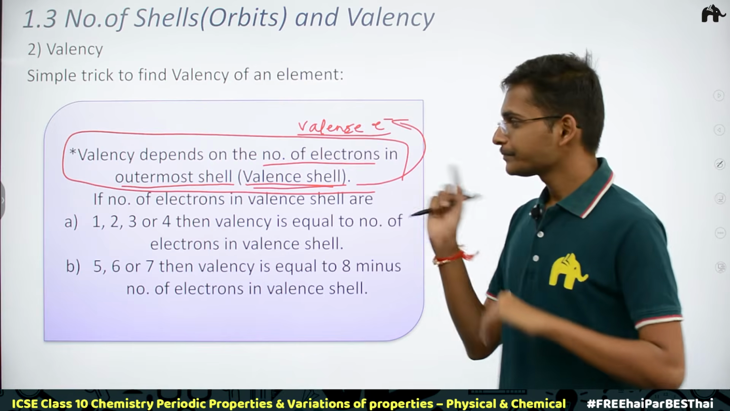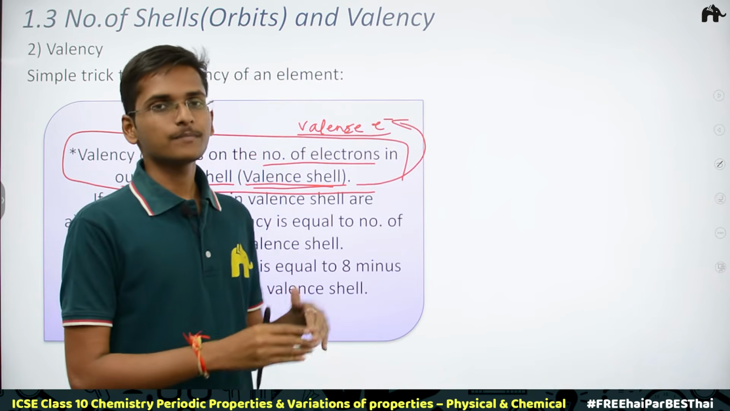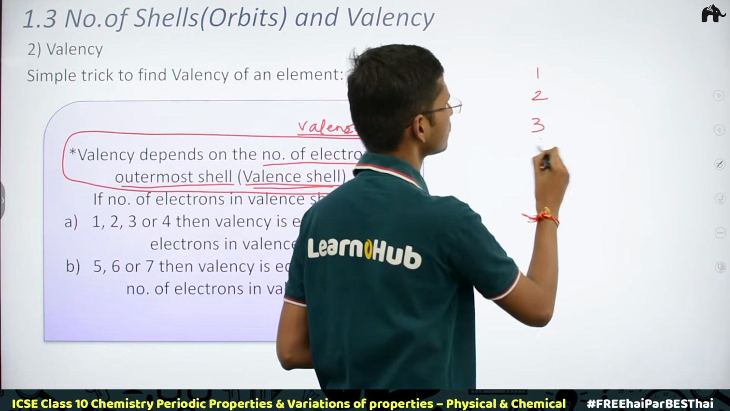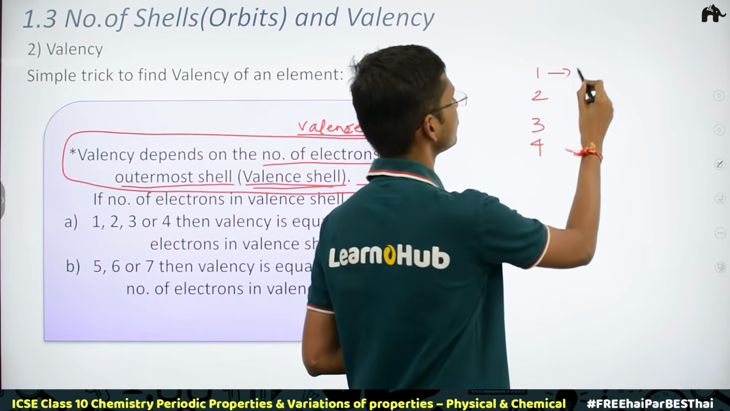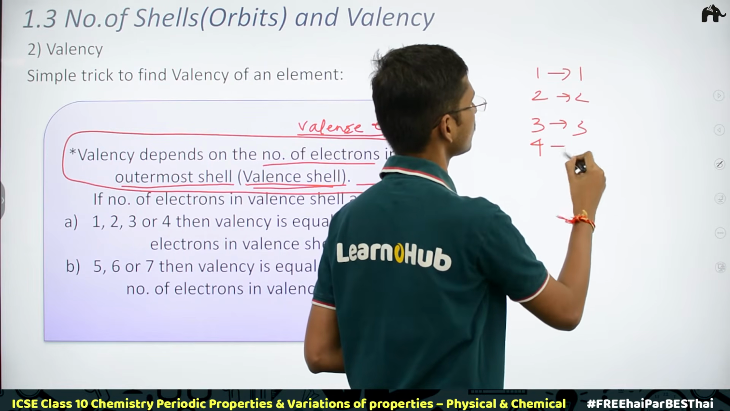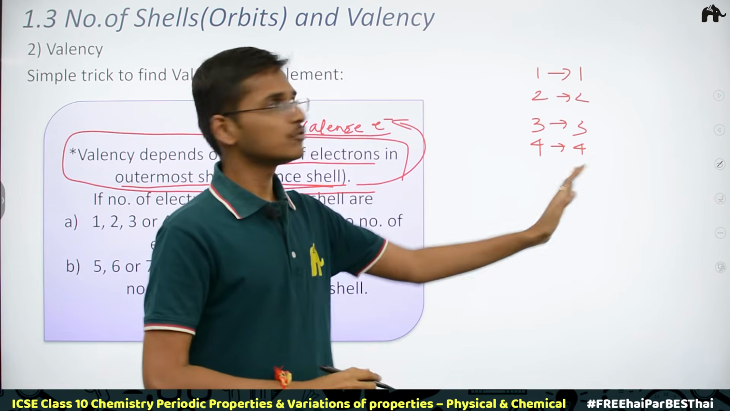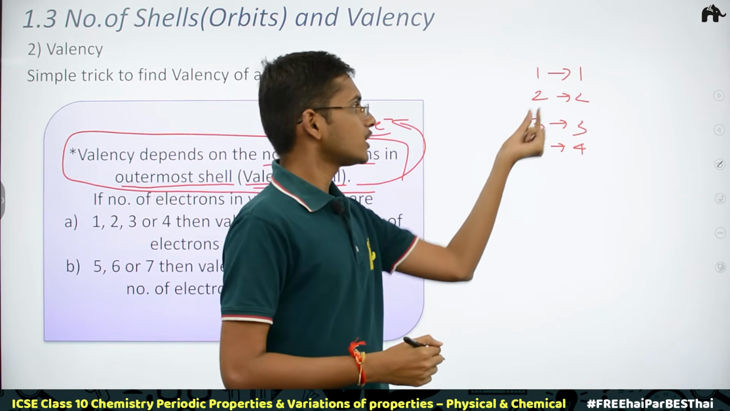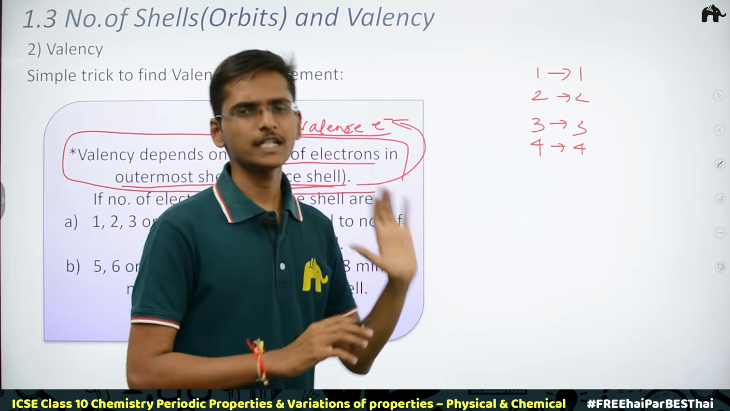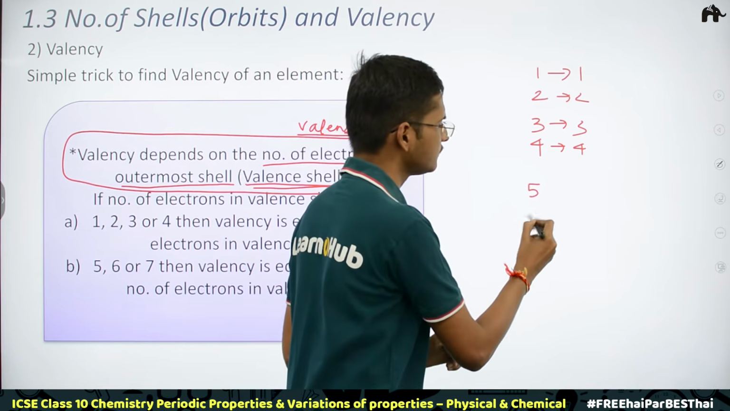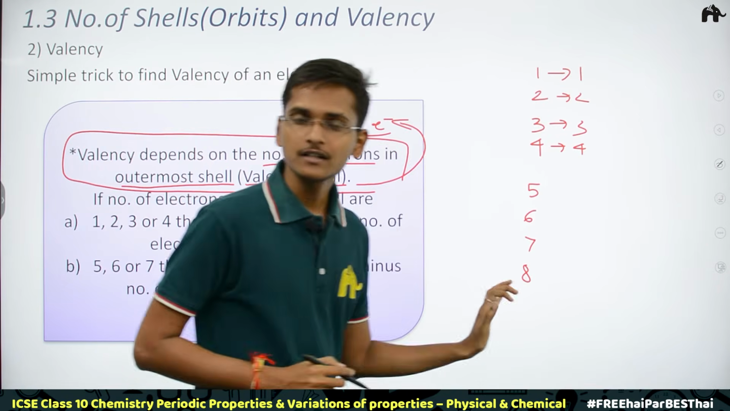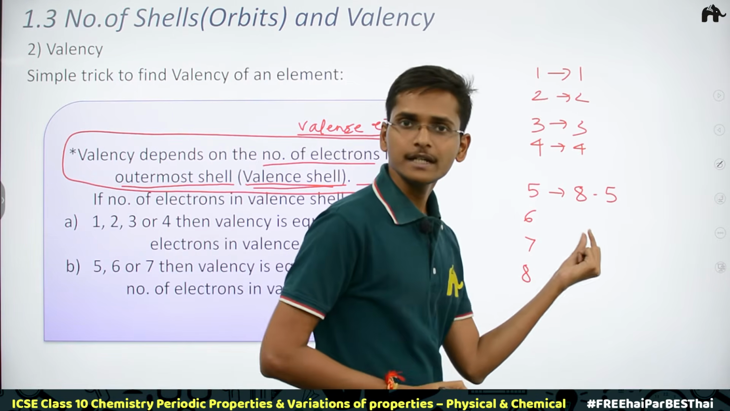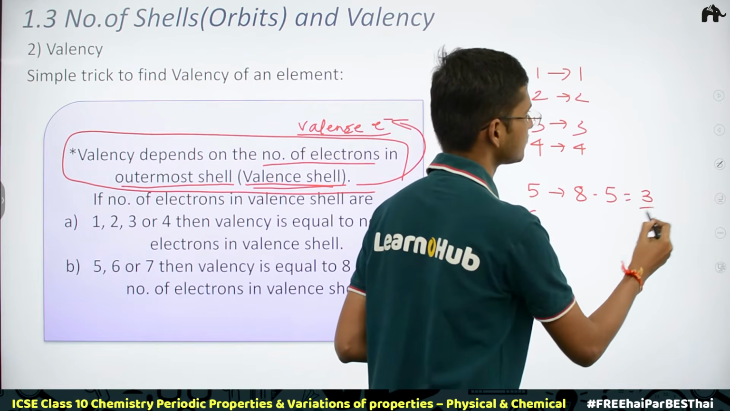Very clear. Now, if the valence electrons in an atom of an element are 1, 2, 3 or 4, simply the valency is equal to 1, 2, 3 or 4, which means simply that the valency is equal to the number of valence electrons. But if in an atom the valence electrons are 5, 6, 7 or 8, then the trick says that you just have to subtract the valence electrons from 8, and whatever answer you get is the valency of the element.